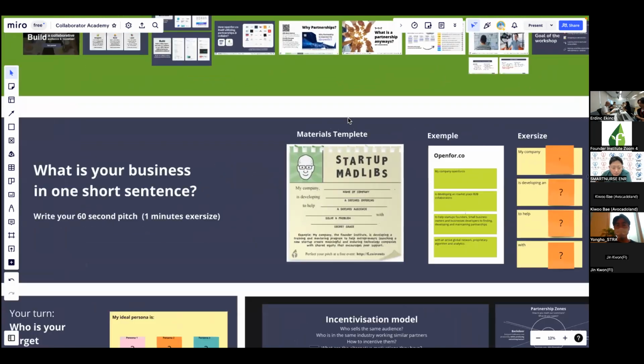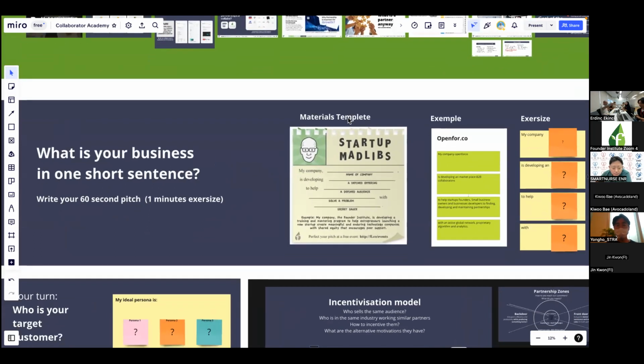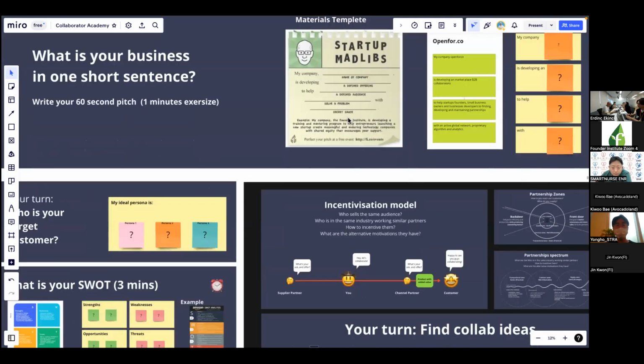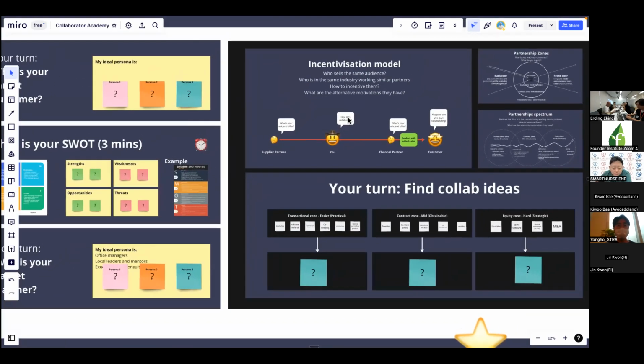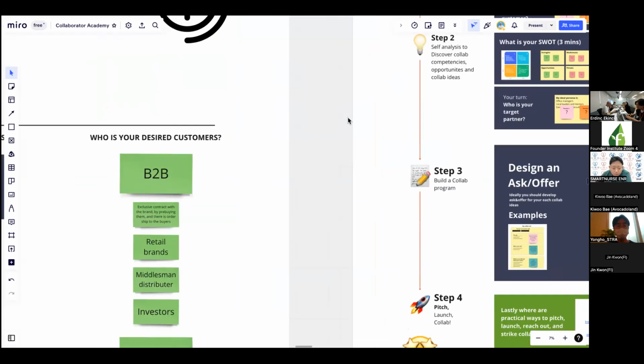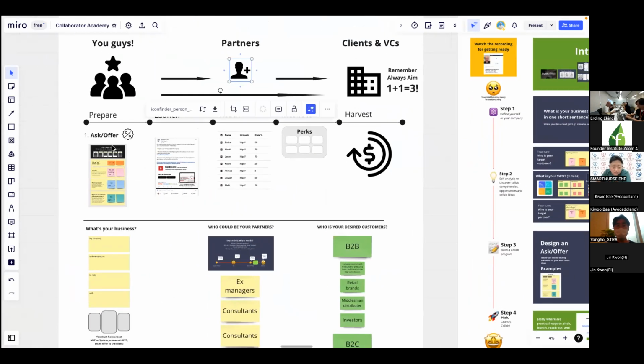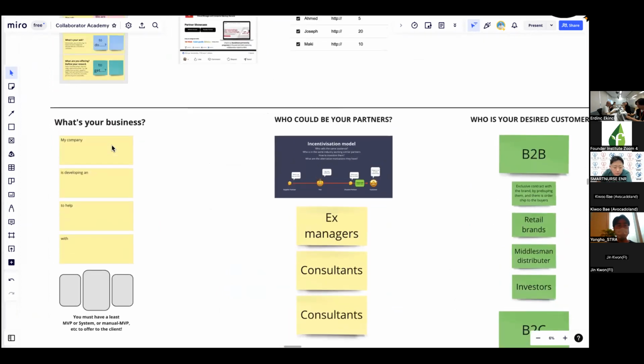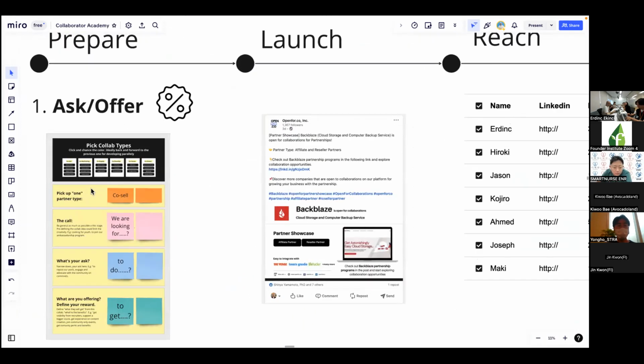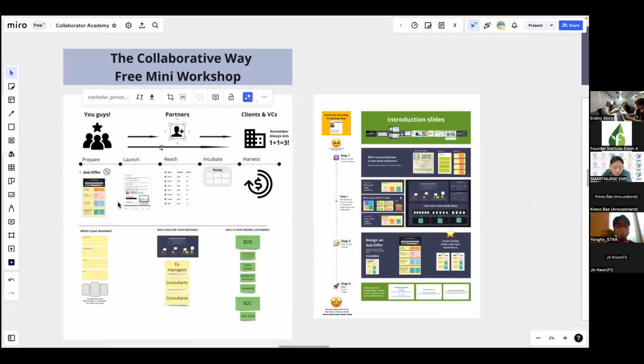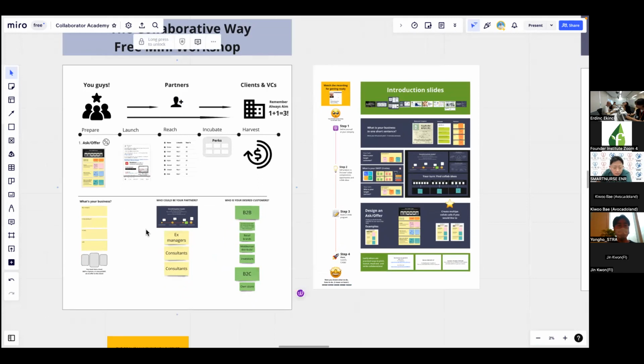Normally we do this workshop by starting from your one minute pitch to understand your business. We already did that, so we don't need it, and I have the shortcut version. So we're going to dive into your ask and offer. I think before asking an offer, we should go to the partner type first. What kind of partner types do we have?